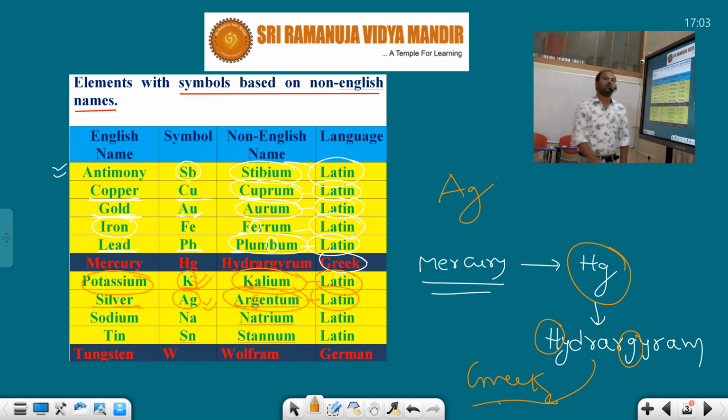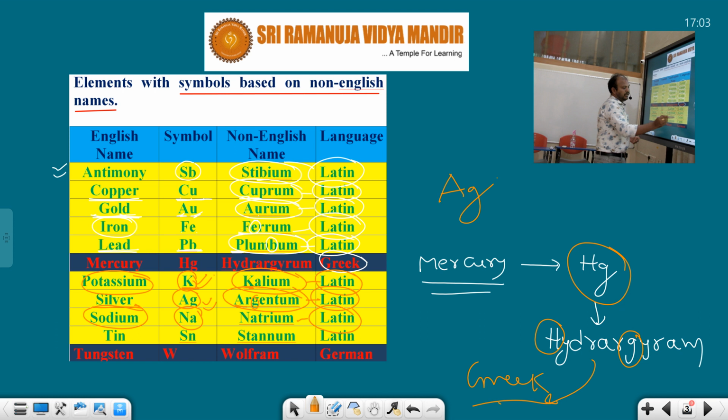After that, sodium. In the spelling of sodium, there is no N and there is no A, but the symbol is Na. How does it become that? Here also, the same formula. It is derived from the Latin word natrium. In natrium, the first letter is N and the second letter is A, because only N means nitrogen. That's why the second letter A is taken for sodium.